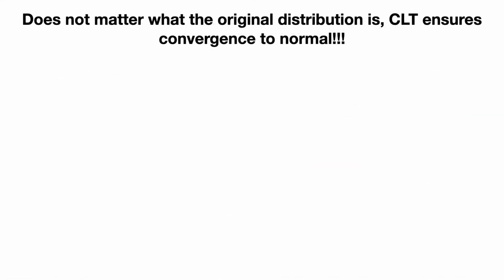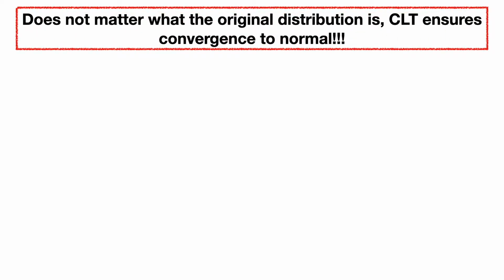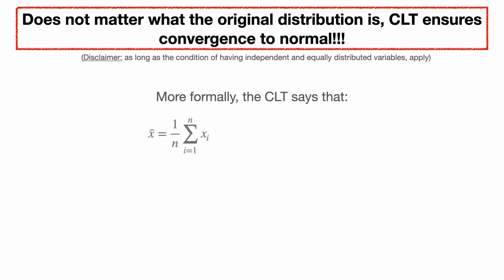So I'm going to reemphasize that because it's very important. A big goal of this lecture is to really make you aware of the importance of the central limit theorem and how we use it to calculate confidence intervals. This is the thing: it doesn't matter what the original distribution is. The CLT ensures convergence to normal. And very quickly, the disclaimer: as long as the condition of having independent and equally distributed variables applies. So that's also important. And more formally, we can write it more mathematically.